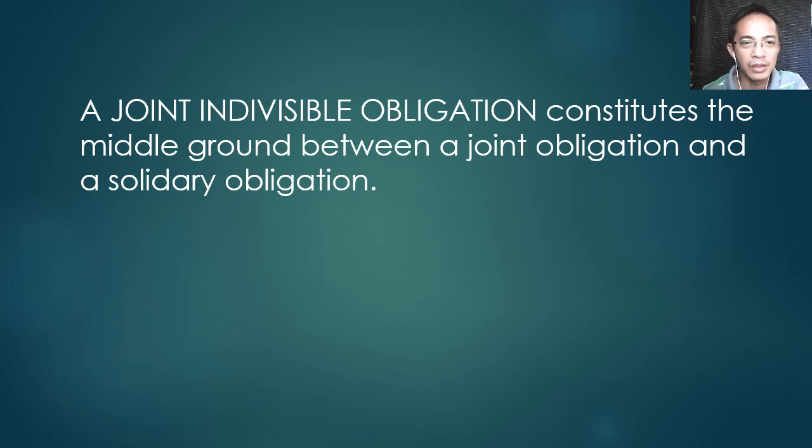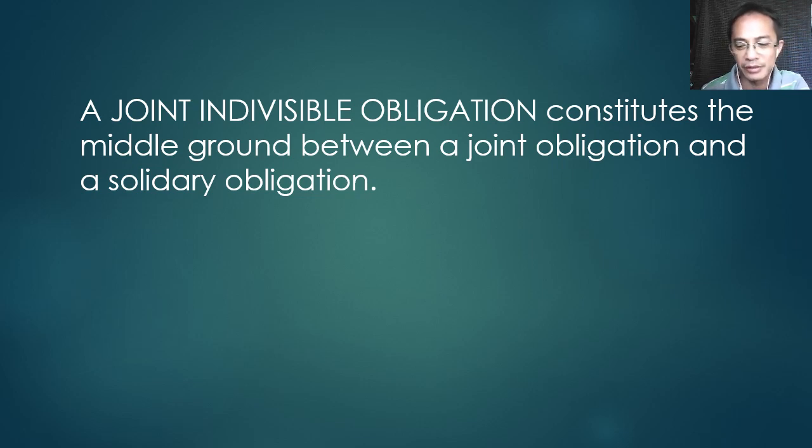Ito, pinaghalo. Joint obligation and an indivisible obligation is called a joint indivisible obligation. This constitutes the middle ground between a joint obligation and a solidary obligation. Remember, class, that in a joint obligation, the parties are individually obliged proportionately, in contrast to solidary obligation. Sa joint obligation, share-share sila. However, the object involved is indivisible. So, paano nila hahatiin yung object according to their share?